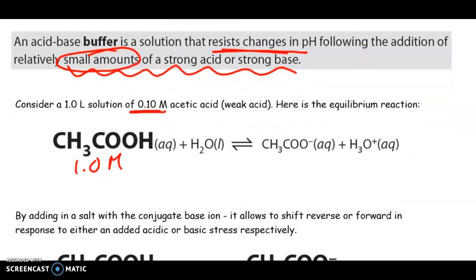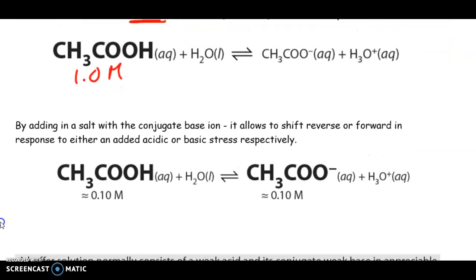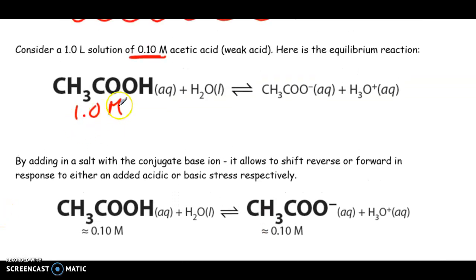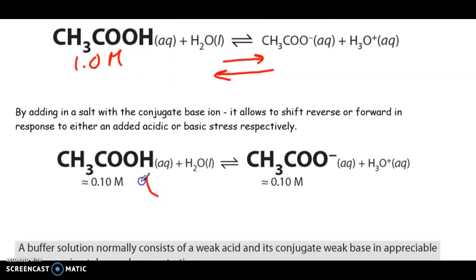So when you are creating a buffer, what we're doing here is we want to speed up the process of our equilibrium being reached. Imagine you're making this solution. If you give this time, eventually you'll have the rate of the forward and the reverse being equal. By adding in both the product and a reactant at once, you allow the equilibrium to be reached much more quickly.